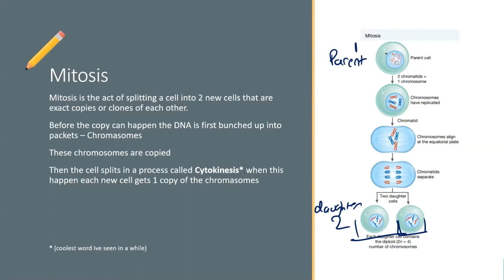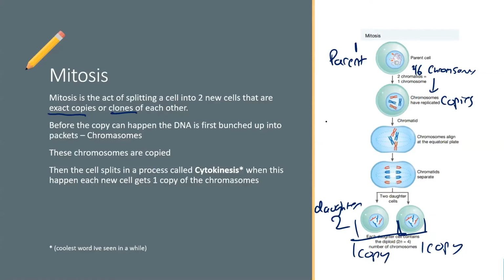What's important here is they are exact copies of each other, or clones. I'm going to refer to that a lot when I talk about meiosis. I want you to understand that they were the exact same cell. This one had 46 chromosomes. Those 46 chromosomes all got copied, and then one copy goes here and one copy goes here. They are exactly the same.